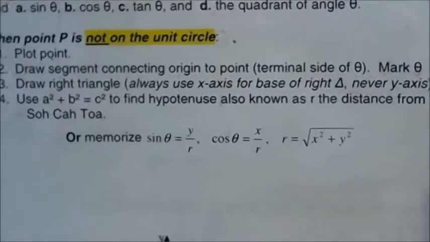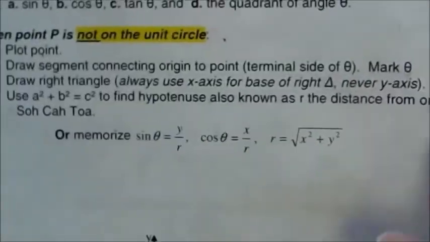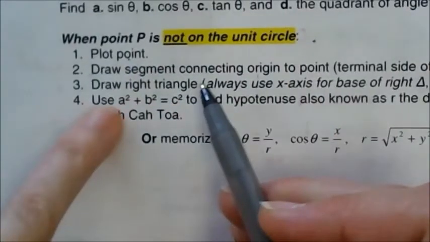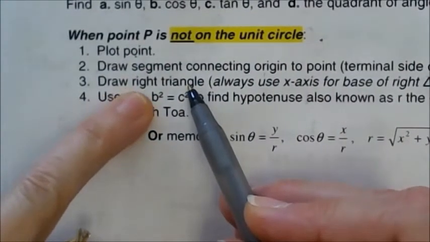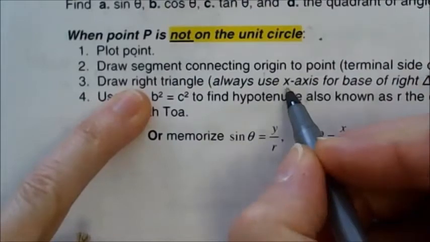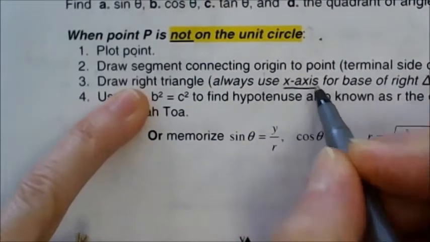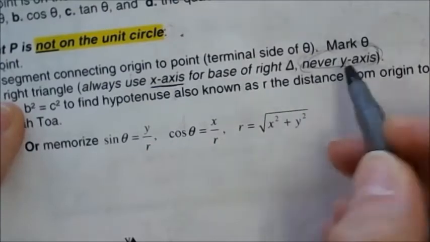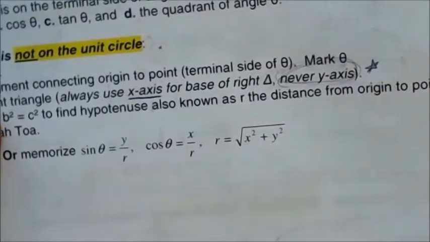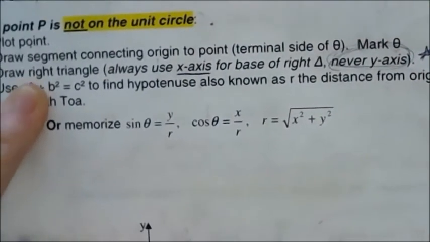The next thing you're going to do is draw a right triangle. Drawing the right triangle means you're going to drop a perpendicular down to the x-axis. The x-axis, not the y-axis. Never, never, never the y-axis. Put a little star next to that. Never use the y-axis for your right triangle.